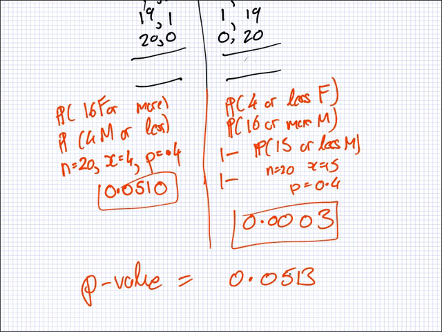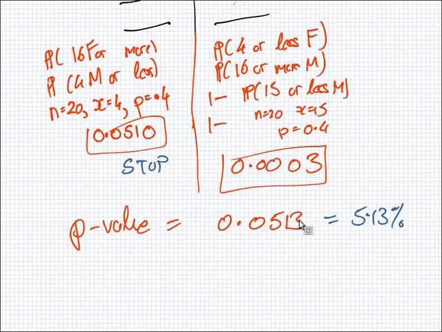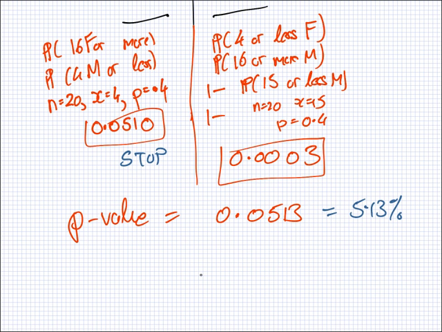0.0513. Now you realize if you were doing this in the exam, you could have actually stopped here. Why? It's already more than 5%. So if you add something onto it, it's only going to make it even more. So this is equal to 5.13%. So what is the result if we are more than 5%? We do not reject the null hypothesis.